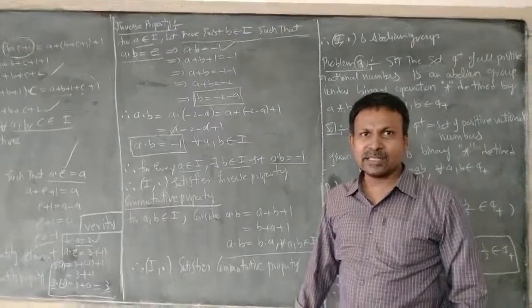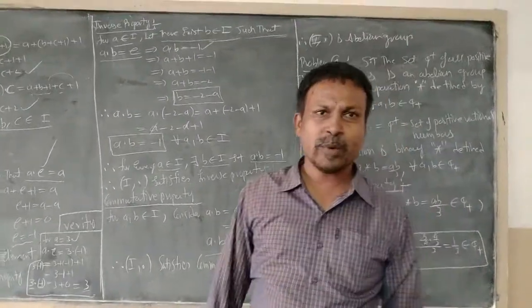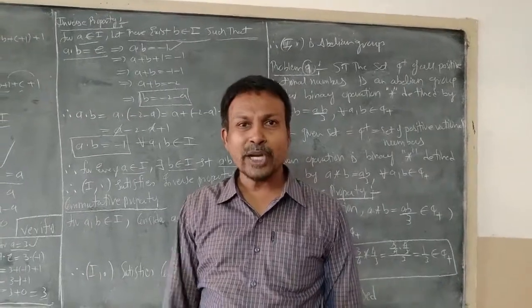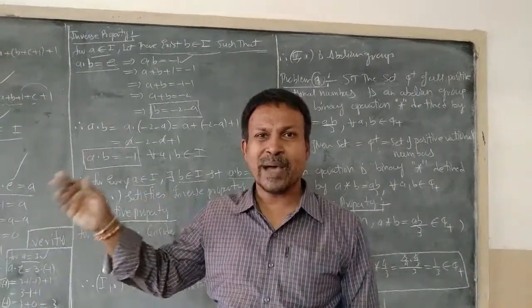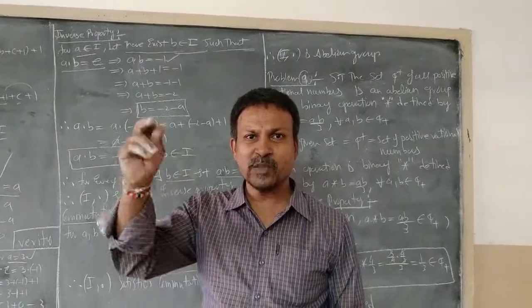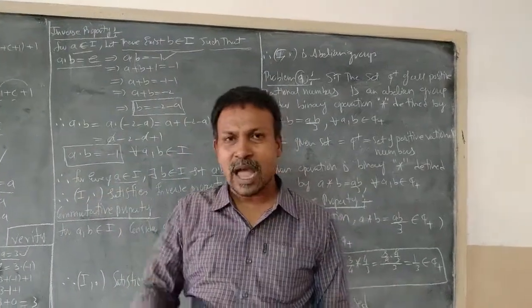Therefore, I, the set of integers, is satisfying the closure property, associative property, identity property, inverse property, and commutative property with respect to the given binary operation dot, which is defined by a dot b is equal to a plus b plus 1. Therefore, I dot is an abelian group.